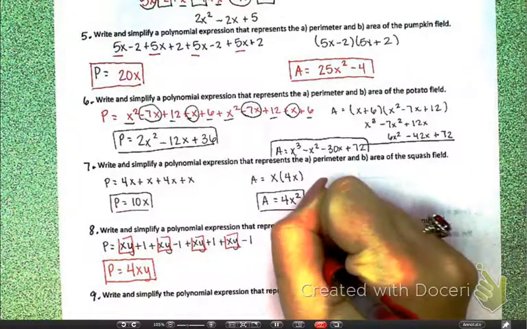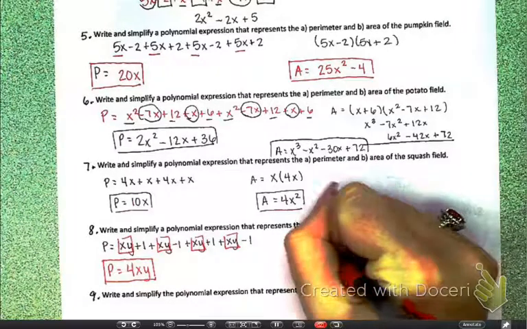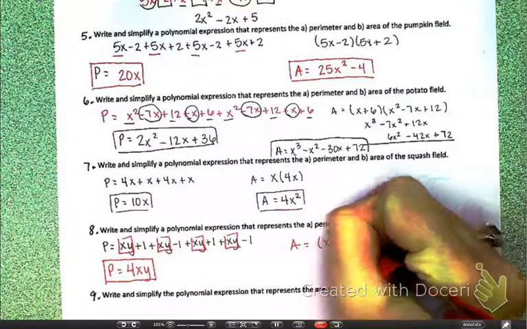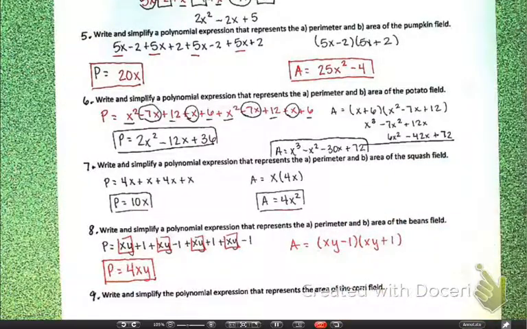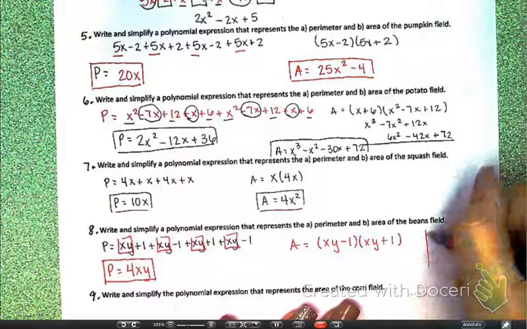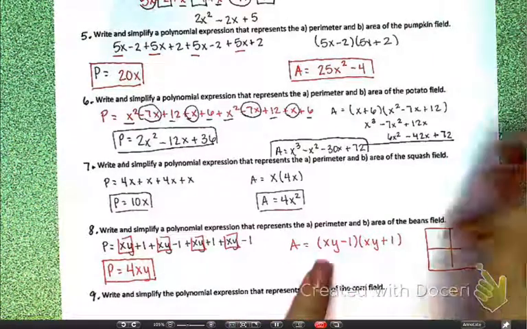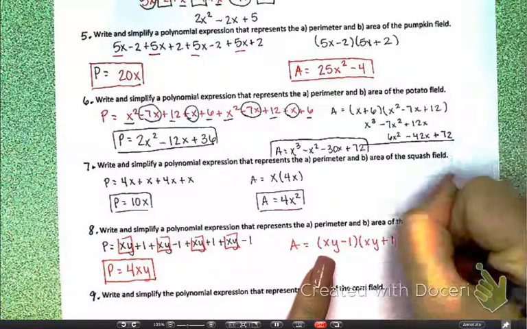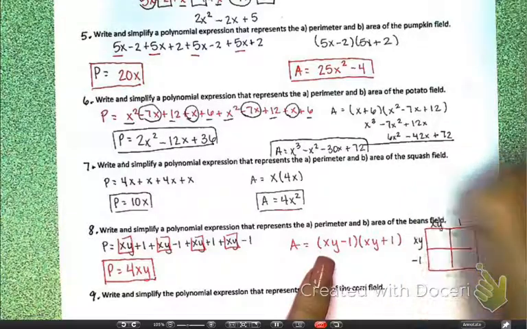The area of the bean farm or field is the length times the width. I'm going to use the box here because I think if you distributed, that's fine. But let's look at what happens with the box. So down the side, I'm going to put xy minus 1. And along the top, I'm going to put xy plus 1.